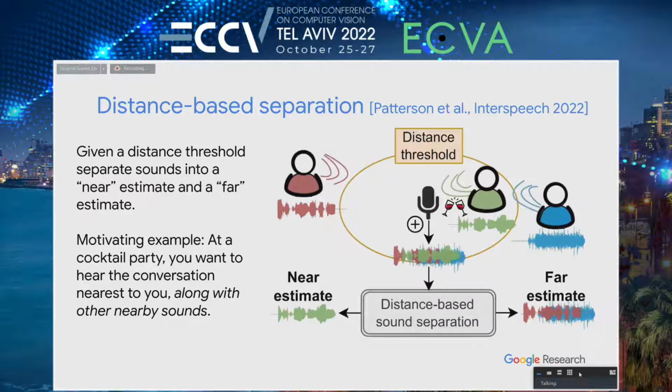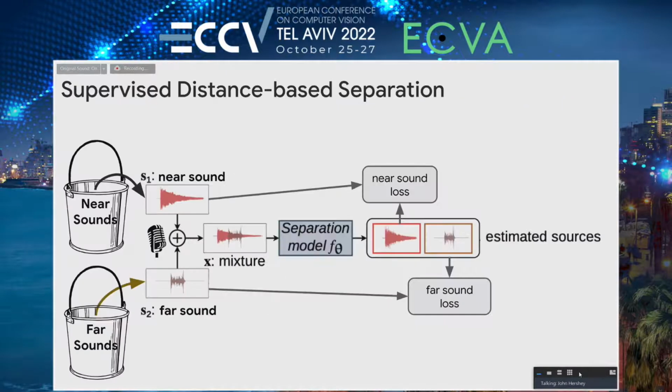So can we? My answer was, I don't know. Why can't we do this? And so we set out to sort of test that idea. So it's exactly the same paradigm as for denoising, but now instead of having speech and non-speech, we have nearby sounds and faraway sounds. So we mix those together and train the system to separate those two categories of things.